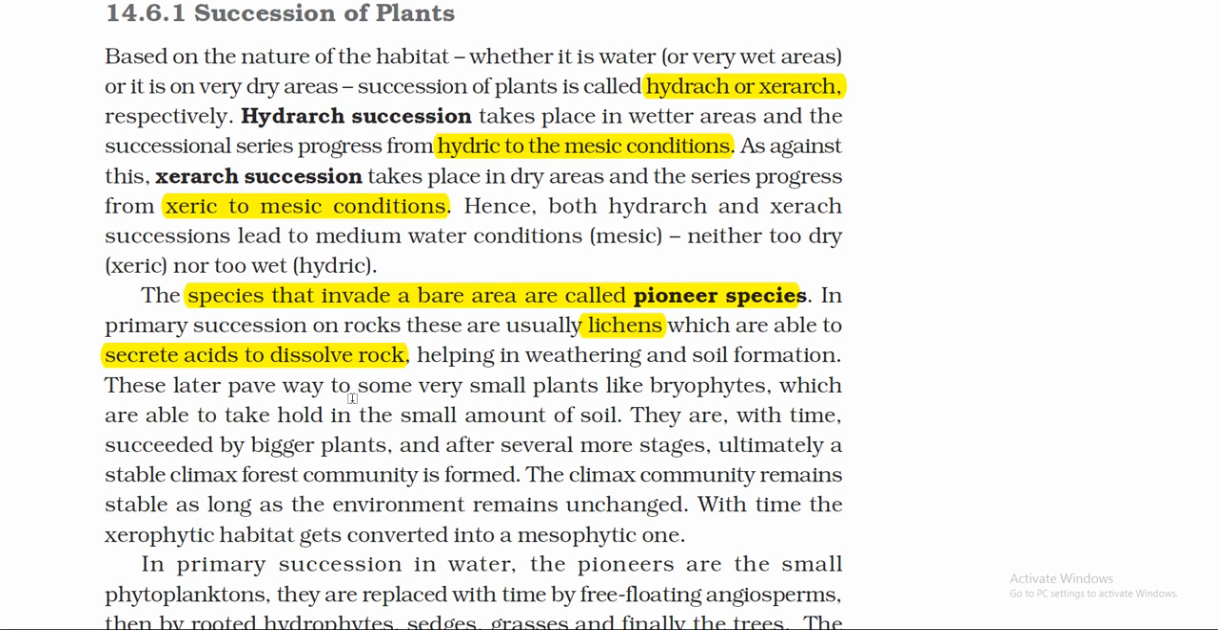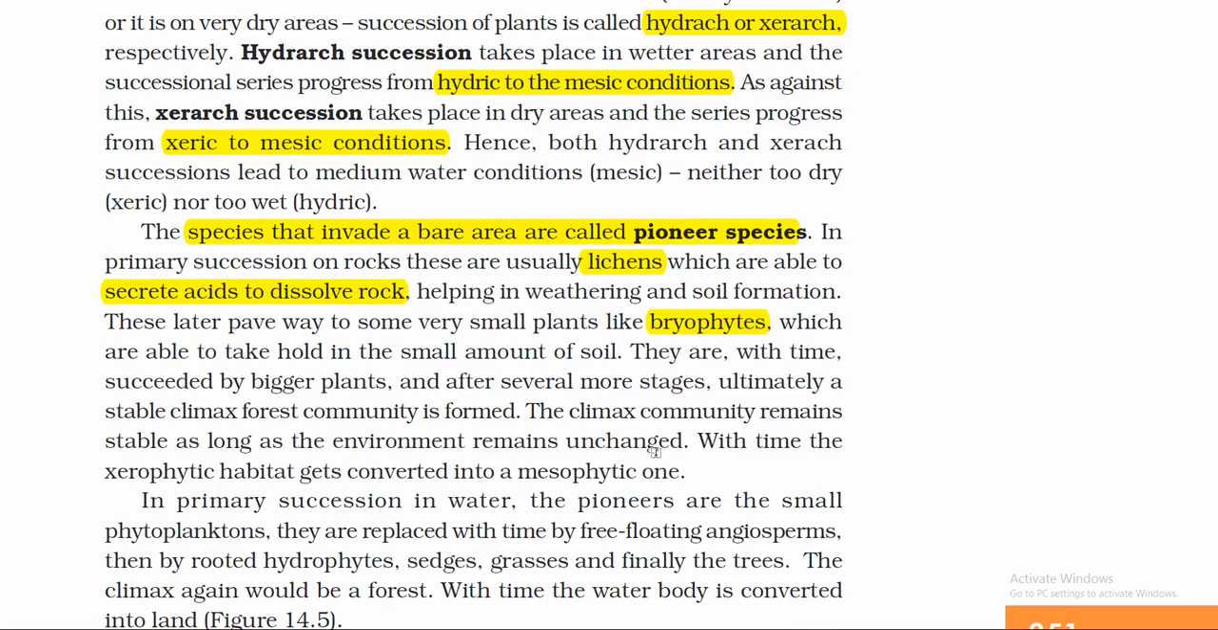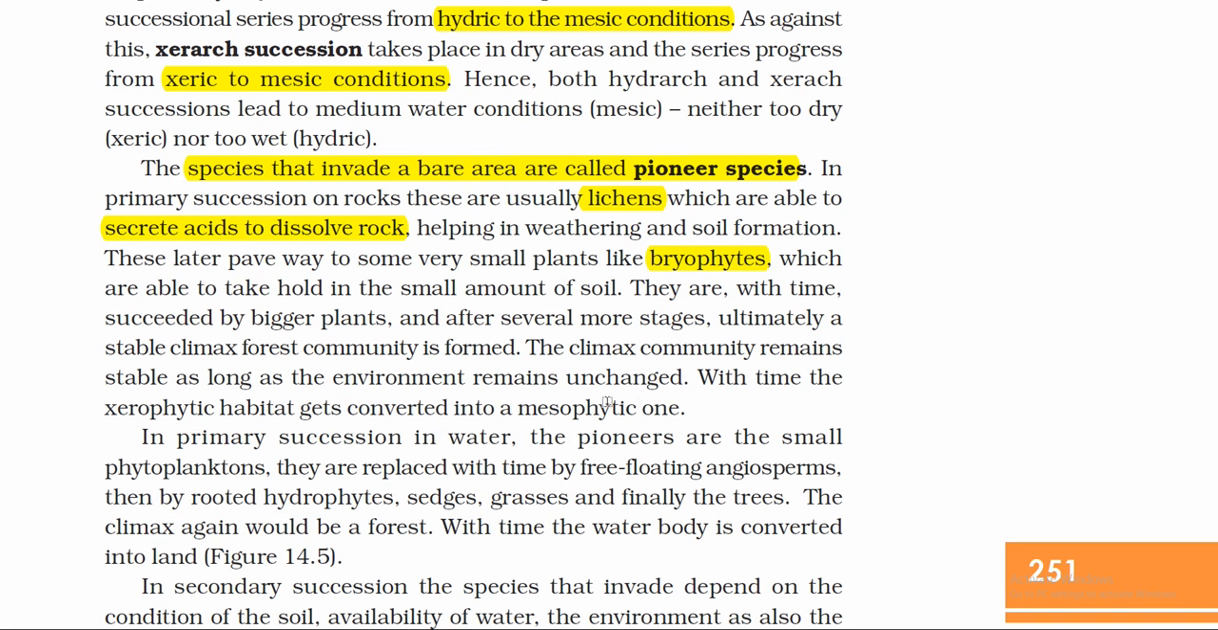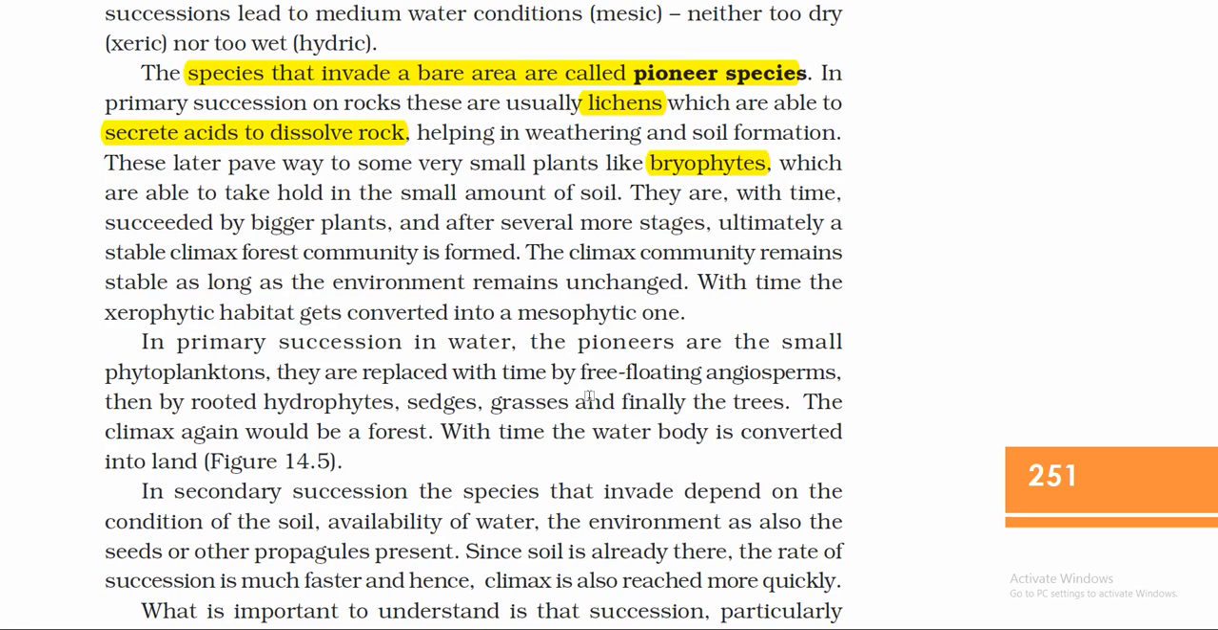These later pave the way for some very small plants like bryophytes. Then come bryophytes, which are able to take hold in the small amount of soil. They are with time succeeded by bigger plants, and after several more stages, ultimately a stable climax forest community is formed. The climax community remains stable as long as the environment remains unchanged. With time, the xerophytic habitat gets converted into a mesophytic one.